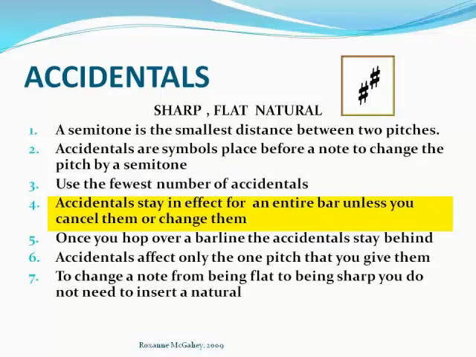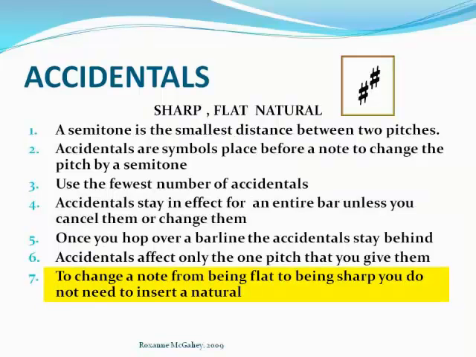If you change from a sharp to a flat or a flat to a sharp within the same measure, you can go directly to that sharp or flat. You don't really need to write a natural.